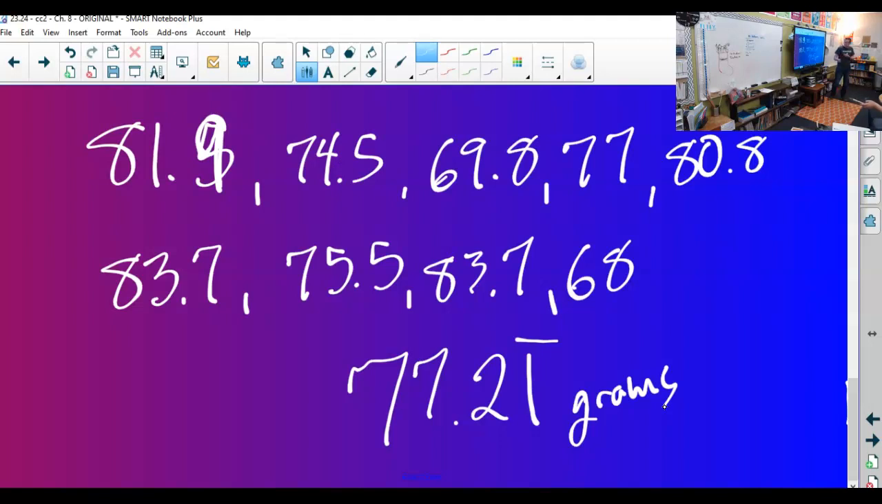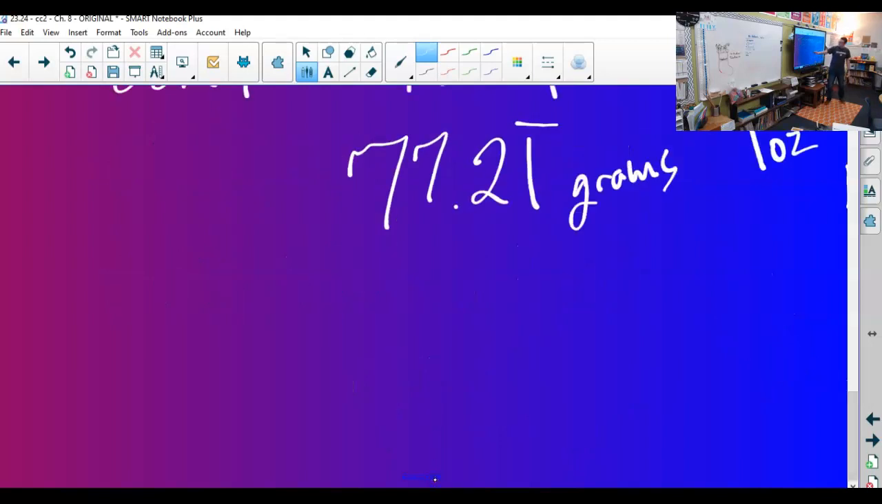I don't think they gave us a label, but Will and I were in this conversation trying to figure out what label it would be, and we think it's probably in grams. Probably. Because how many grams were there in an ounce, Will? About 28, right? 28 grams equals 1 ounce. So if we divide this by 28, what do you get, Will? You get 2.75. Right here we get 2.75.